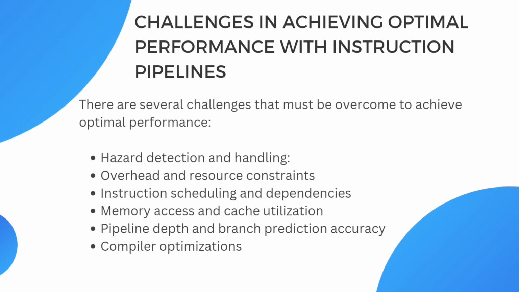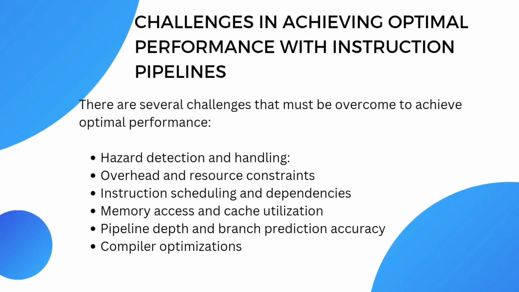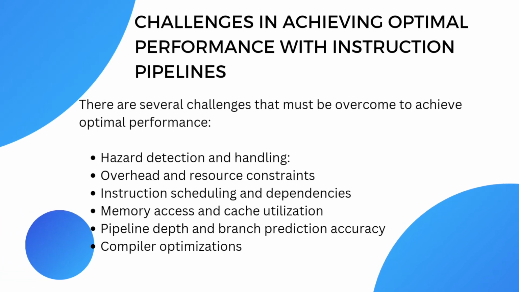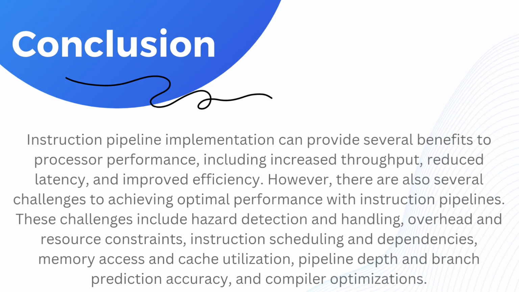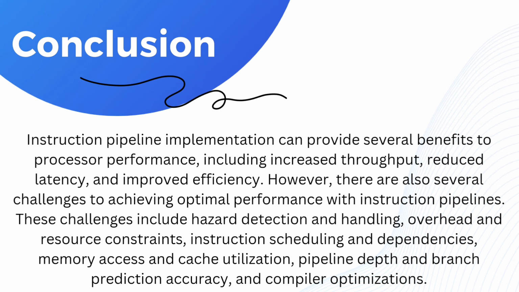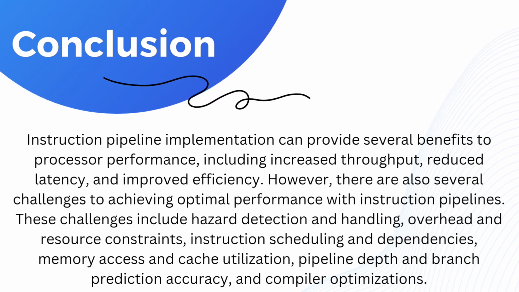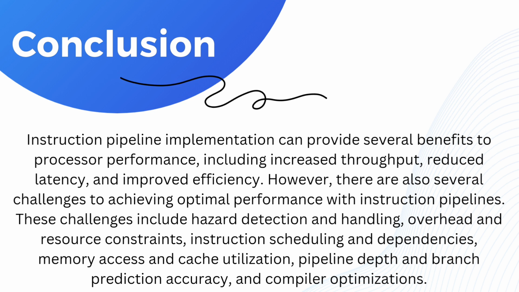Now, there are also some challenges in achieving optimal performance with instruction pipelines. These challenges include hazard detection, overhead and resource constraints, instruction scheduling and dependencies, memory access and cache utilization, pipeline depth and branch prediction accuracy, compiler optimizations, and so on. So the conclusion we can draw is that instruction pipeline implementation can provide several benefits to processor performance, including increased throughput, reduced latency and improved efficiency. However, there are also several challenges to achieving optimal performance with instruction pipelines.